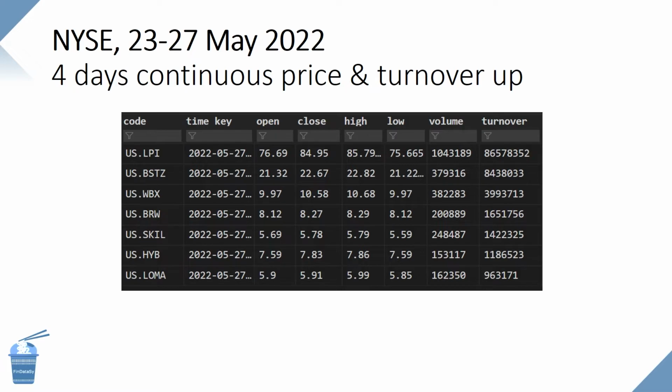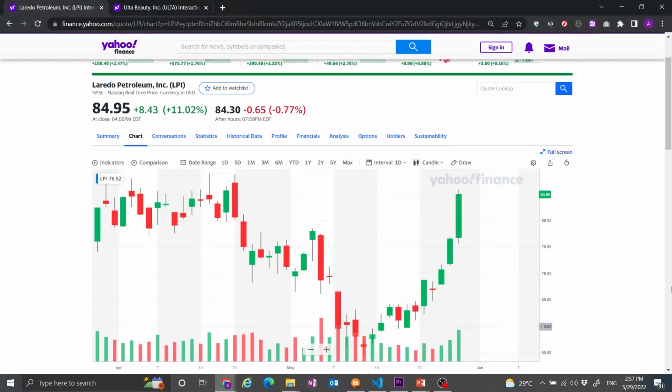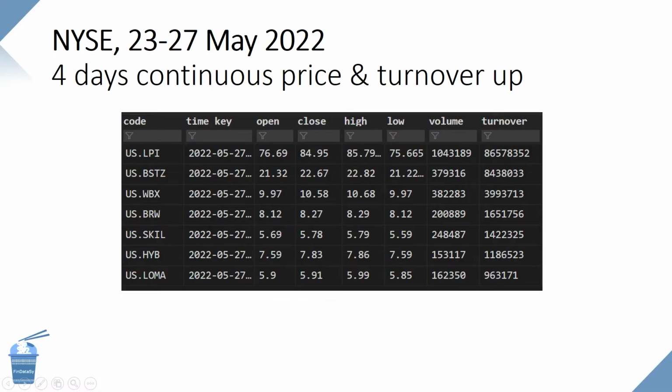As an example, let's take a look at LPI and see how it performs on the chart. Here's the stock chart for LPI, Laredo Petroleum. And we can clearly see that there's been an increase in volume and price in the past 4 days. In fact, we can see that in the past 2 weeks, this stock has been continuously rising. So let's keep it in our watch list and see how it goes in the future. Come back to our list.